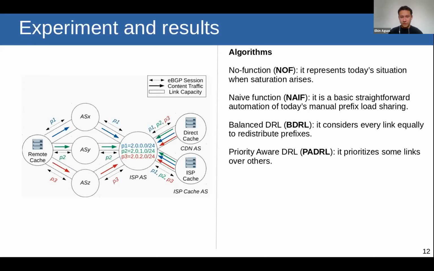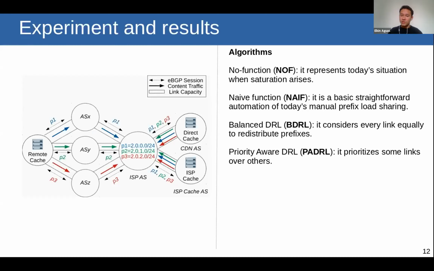Now, the balanced deep reinforcement algorithm considers every link equally when redistributing prefixes. So this algorithm uses the first reward function that I showed you before, meaning that if there's saturation on one link, it's not going to move prefixes first to one of the other links that is not saturated. It's going to consider the links with resources equal in that sense.